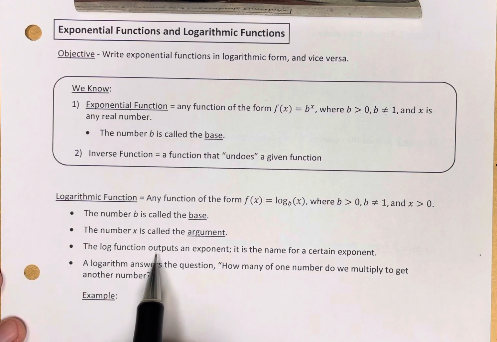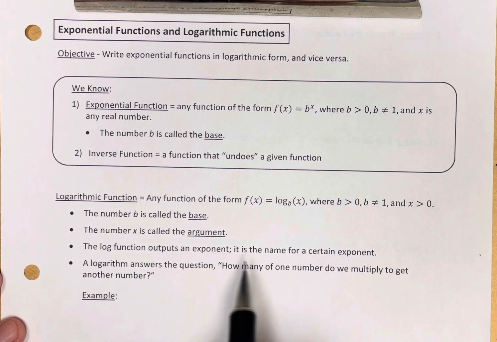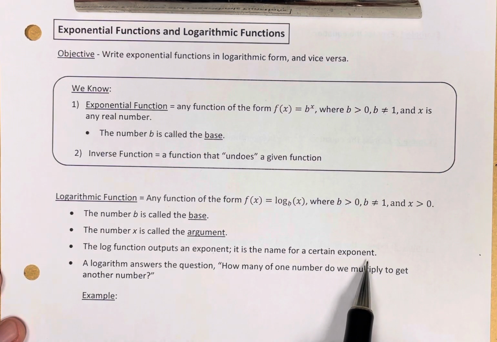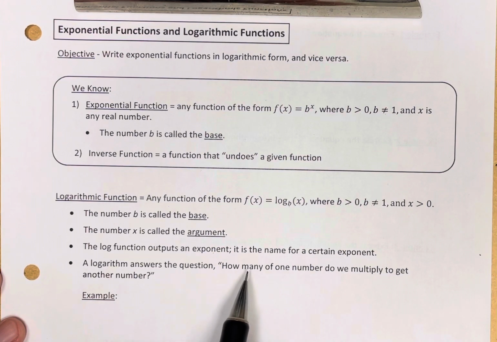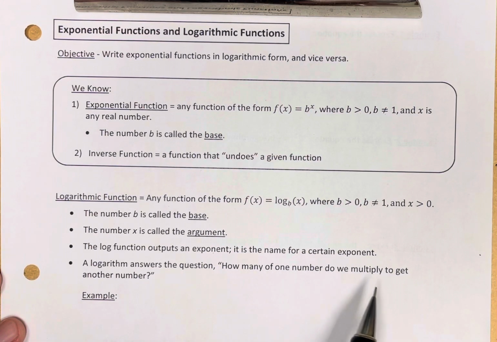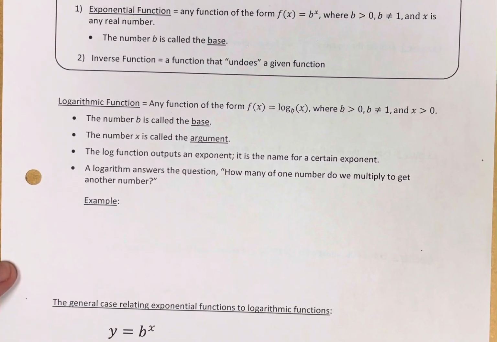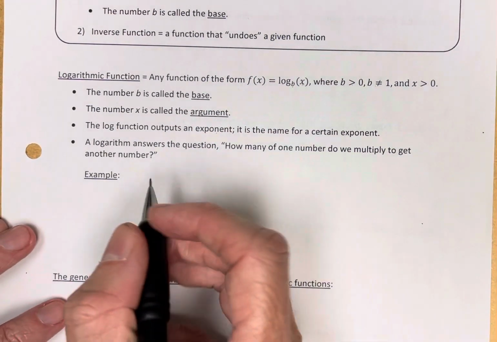The log function is designed to output an exponent. It's the name for a certain exponent. Essentially, it answers the question, how many of one number do we need to multiply to get another number? It's providing us with an exponent. So let's take a look at some examples of that.